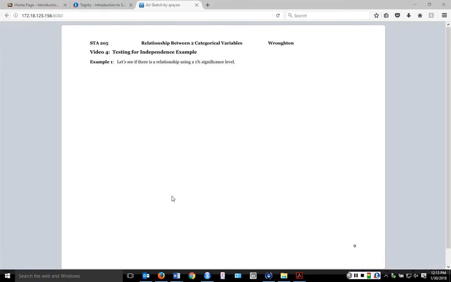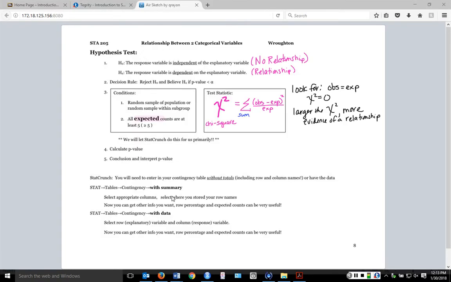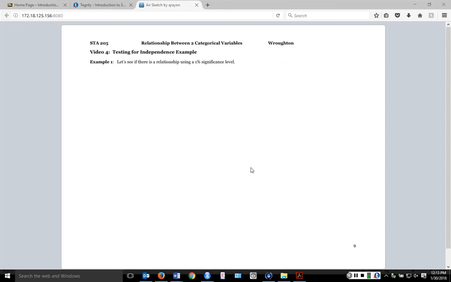Alright, so in the last video we talked about the steps to go through when doing this hypothesis test for testing for a relationship between two categorical variables. Also showed you the StatCrunch to go along with it. But the one thing we haven't done is actually done an example where we went through all of the steps and also calculated the test statistics. So that's what we're going to do in this video today.